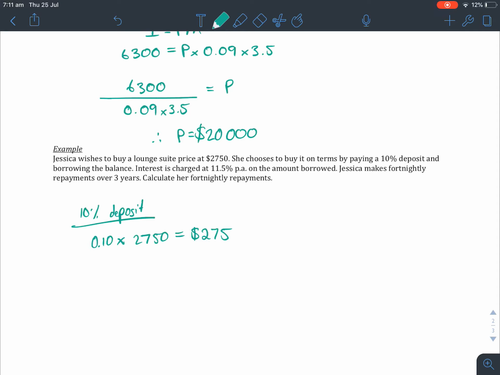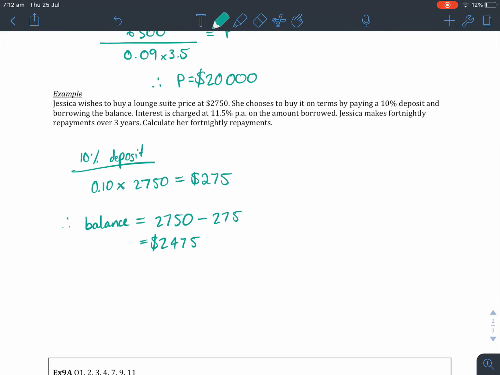So we've worked out what our 10% deposit would be, and now we need to know, she's paid the deposit, what's left over? What's the balance that she actually needs to go and borrow? Well, the lounge costs $2,750. She's paid a 10% deposit, so take away $275. And what's left over? $2,475. That's how much she needs to borrow because she doesn't have that.